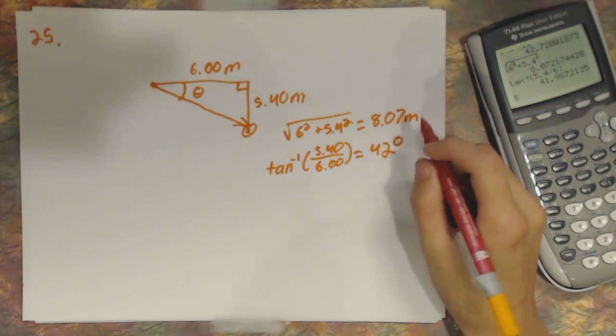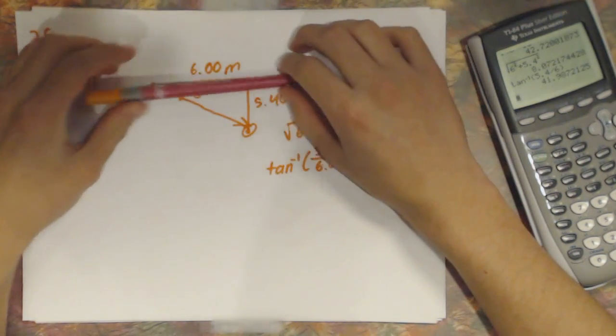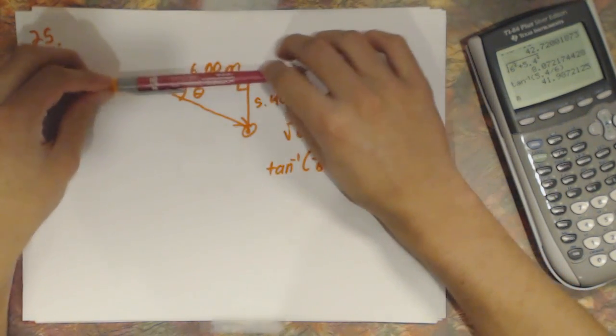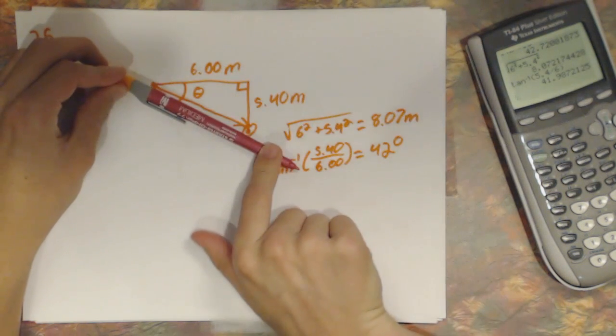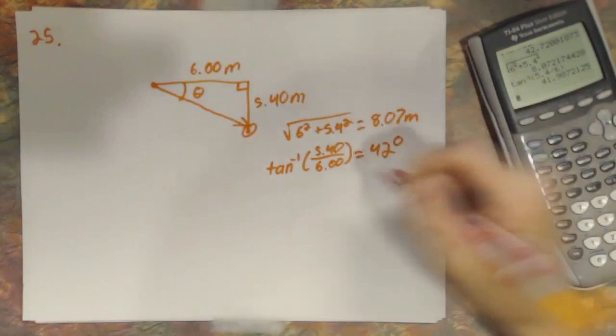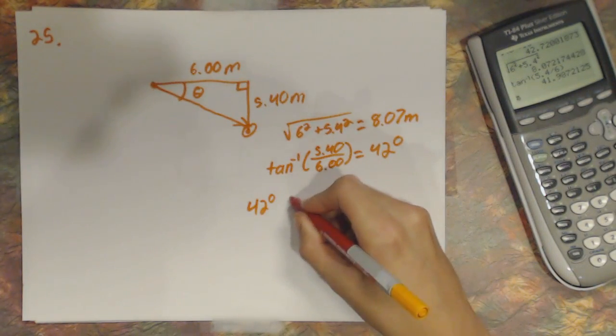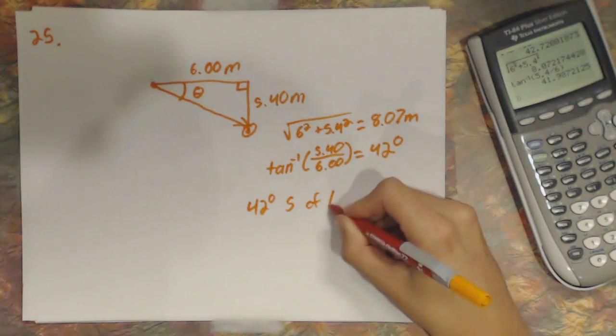42 degrees, and we need a direction on that, so it's going to be south of east. So we're going east, you turn 42 degrees, and you're 42 degrees south of east. So 42 degrees south of east.